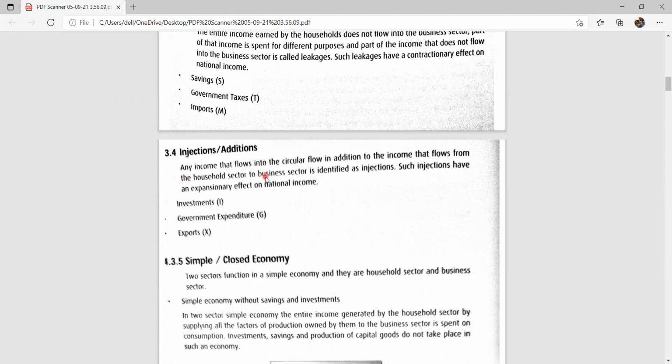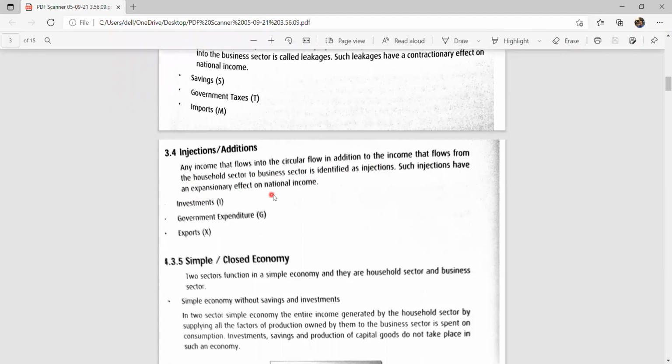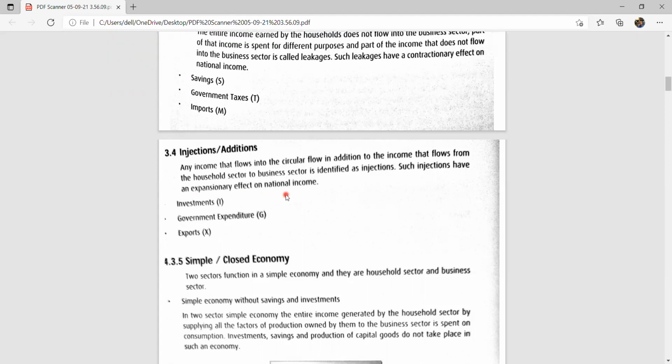Any income that flows into the circular flow, in addition to the income that flows from the household sector to the business sector, is identified as injections. Such injections have an expansionary effect on the national income. Simply, the economy can grow. When there are withdrawals, the economy can shrink. Simply, a contractionary effect.